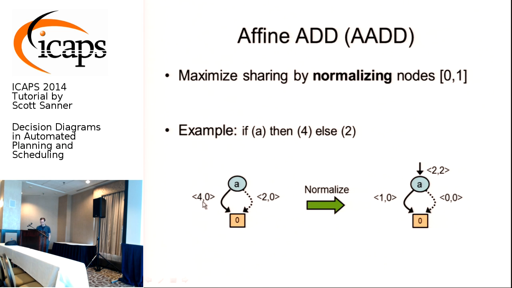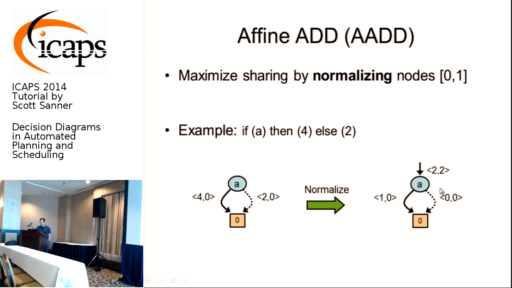So this function, it was 4 plus 0 times 0. So on the true branch it was 4, and on the false branch it was 2 plus 0 times 0, which is 2. So its min was 2, its max was 4. If I want to normalize that to be 0, 1, I want to subtract off 2 and divide through by 2. Okay? So if I subtract off 2 from the constants here, I get 2, 0, and 0, 0. And I divide by 2, I get 1, 0, and 0, 0.